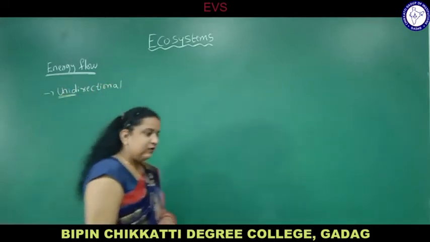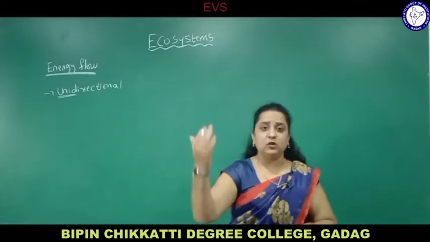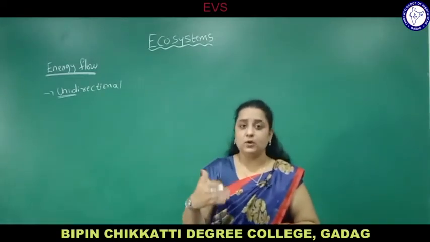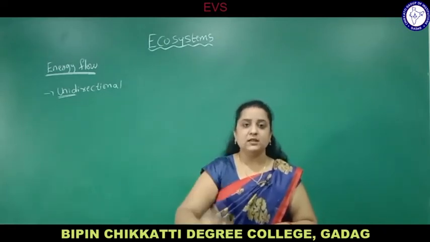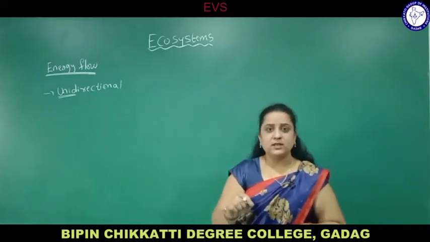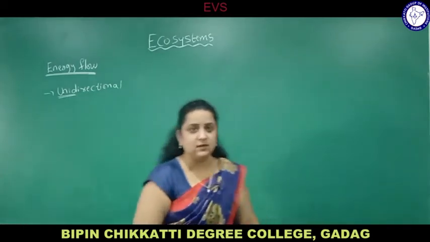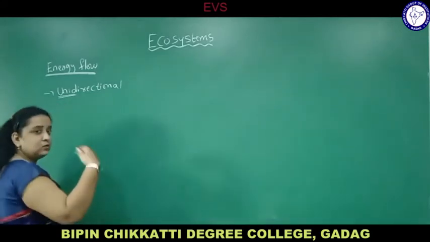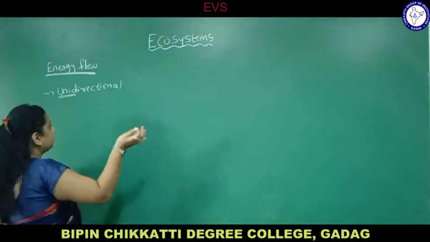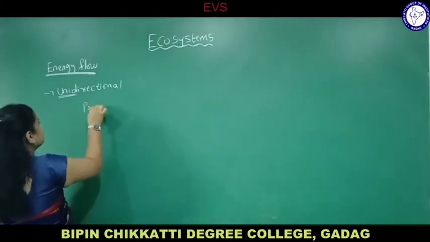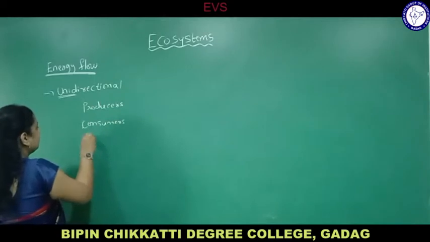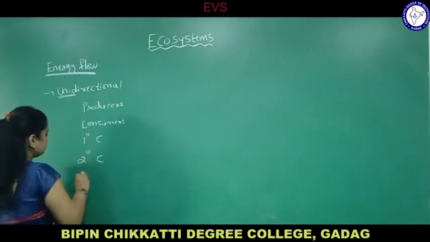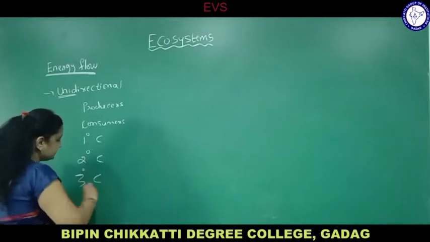It means that energy is lost as you go to higher trophic levels. Producers produce the food. That produced food is consumed by the primary consumer, so little energy is transferred there. Then from primary consumer to secondary consumer, again some of the energy is lost. Then from secondary to tertiary to quaternary, then we come to decomposers. So first come the producers, then the consumers. In consumers there are primary consumers, secondary consumers, tertiary consumers, and last come the decomposers.